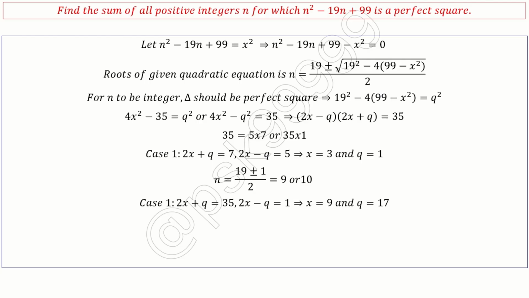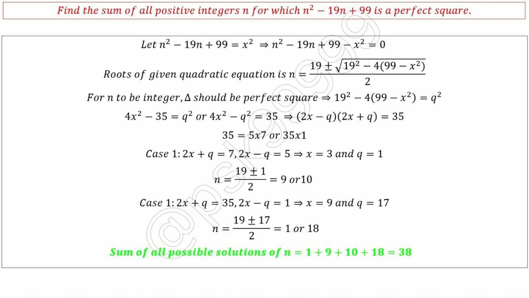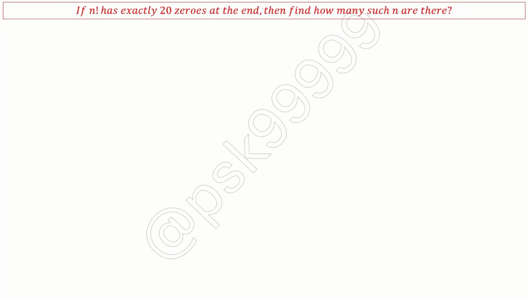Now case 2: 2x plus q equal to 35, 2x minus q equal to 1. So x equal to 9 and q equal to 17. Since x equal to 9, you again substitute and n is 1 or 18. Now you have 4 values, and you can cross-check by substituting. The answer is the sum of all positive integers, so the sum is 1 plus 9 plus 10 plus 18, which is 38. That's the answer.